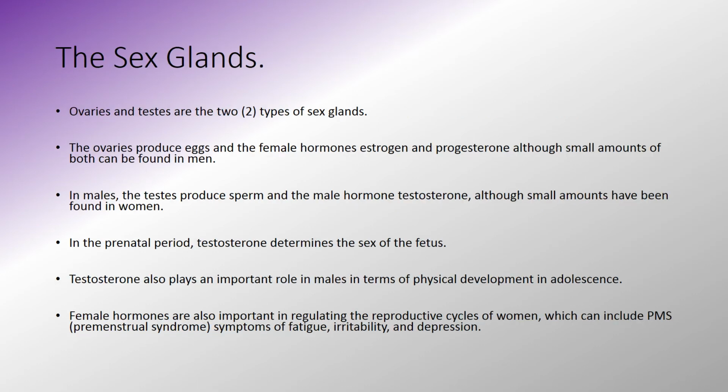The sex glands. Ovaries and testes are the two types of sex glands. The ovaries produce eggs, and the female hormones estrogen and progesterone, although small amounts can also be found in men. In males, the testes produce sperm and the male hormone testosterone, although, again, small amounts have been found in women. Testosterone determines the sex of a fetus, too, in the prenatal period, and testosterone plays a very important role in males in terms of physical development in adolescence.